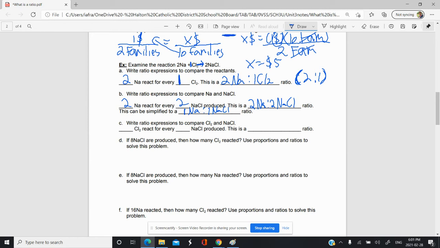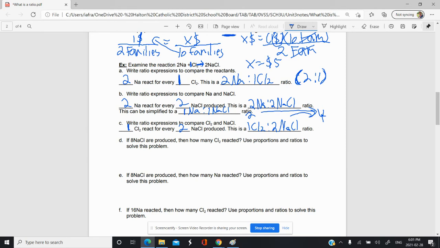Write a ratio expression to compare Cl2 and NaCl. So Cl2, there's 1 Cl2 for every 2 NaCl that's produced. So that's a 1 Cl2 to 2 NaCl ratio. It's a 1-to-2 ratio, basically meaning that there's always going to be 2 times more NaCl than Cl2. So for example, and this is an aside here, let's say I had 2 Cl2, then there'd be 4 NaCl. So there's always 2 times more of it. It's in a 1-to-2 ratio all the time.